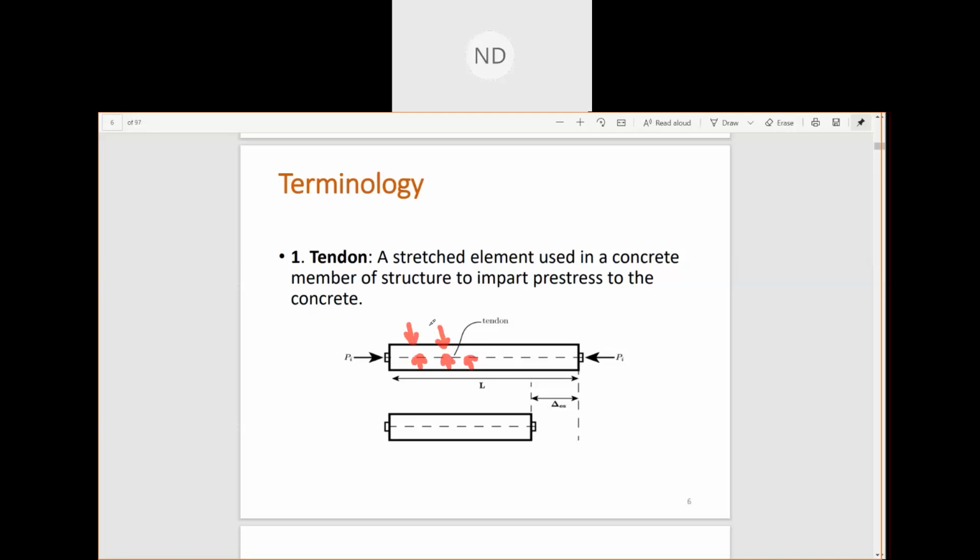So this was your pre-tensioning. Pre-tensioning means what? Before you pour the concrete, before that only you give tensions to your tendons. Now if I come to post-tensioning, in post-tensioning what will happen?